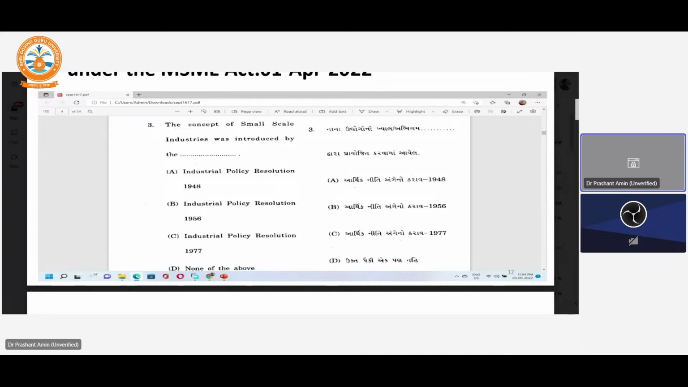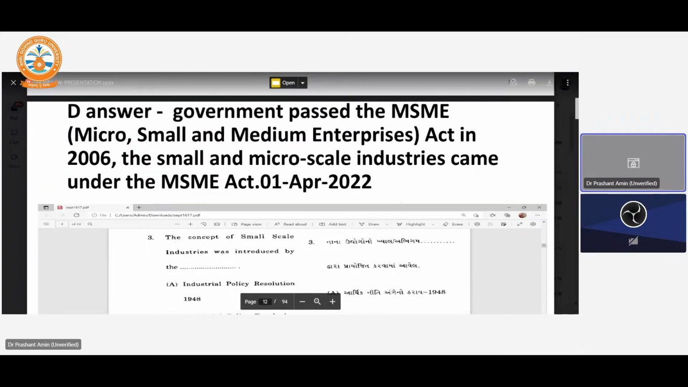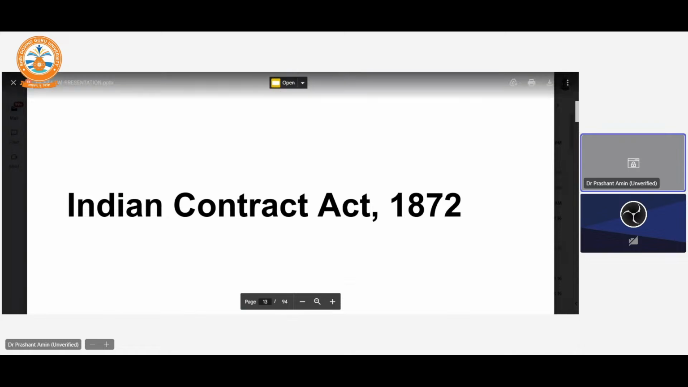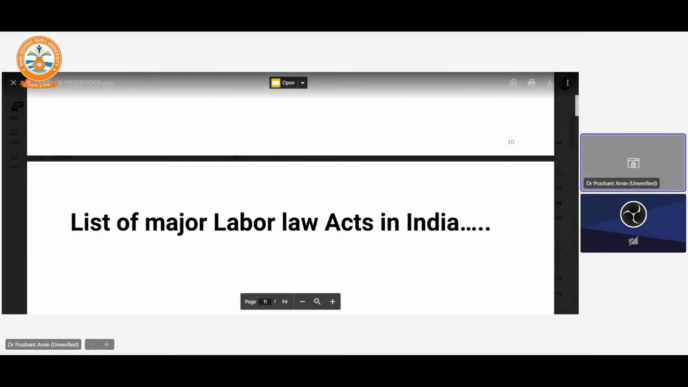Then the options are given: Industrial Policy Regulations 1948, Industrial Policy Resolution 1956, Industrial Policy Resolution 1997, or none of the above. The answer is D, none of the above, right? So that kind of question is being asked.